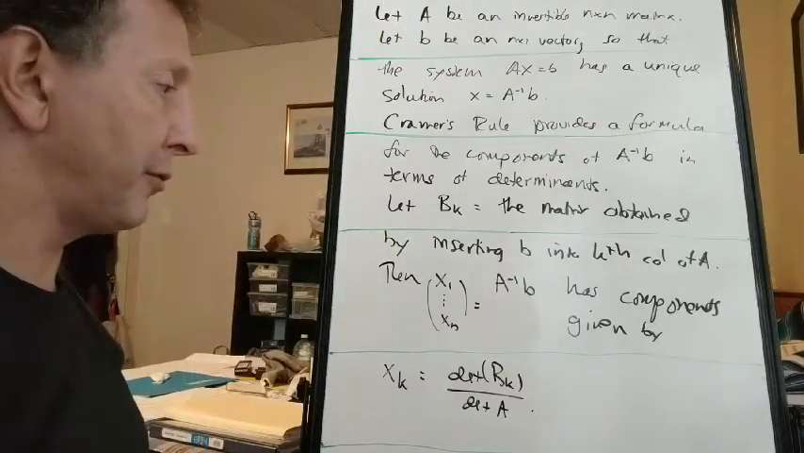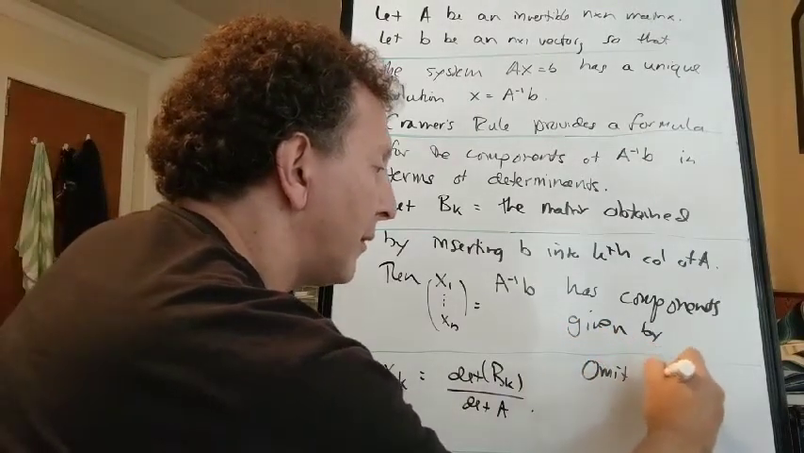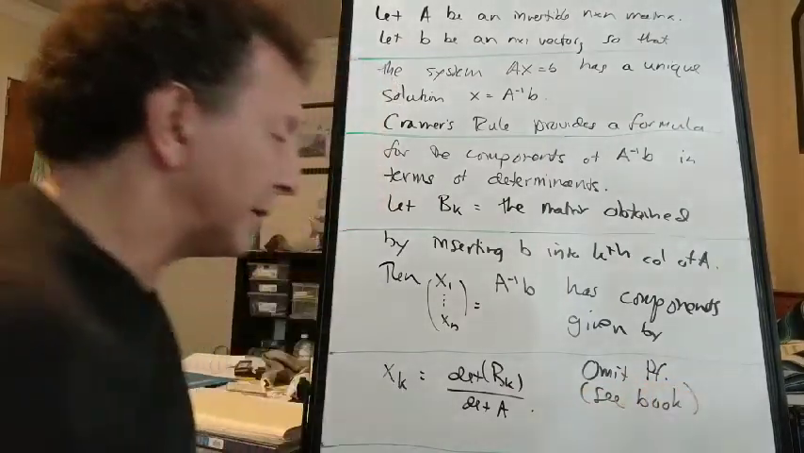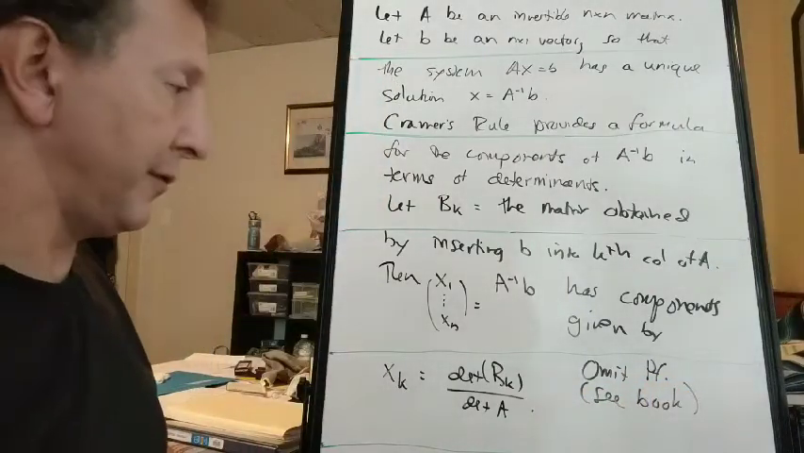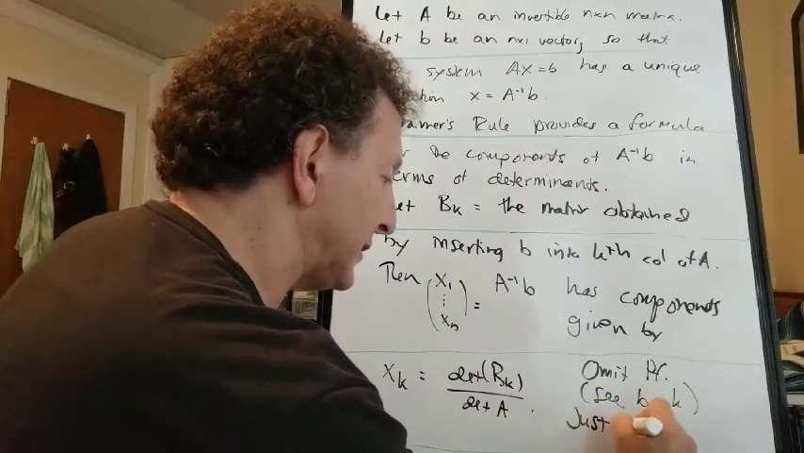I'm going to omit the proof and just do an example. You can look up Cramer's rule in the book if you want to see a proof. But for now, let's just do an example.